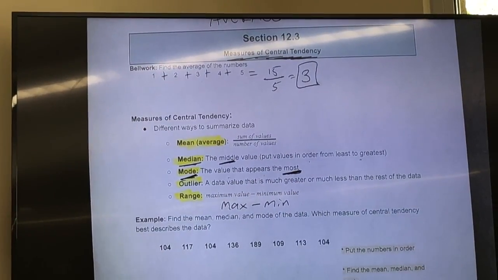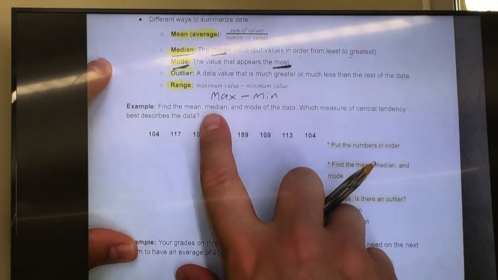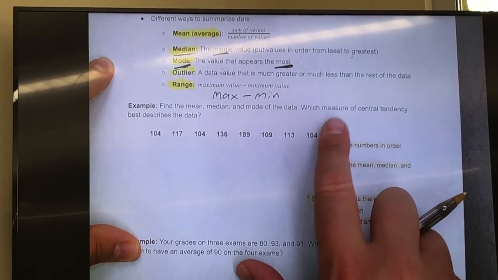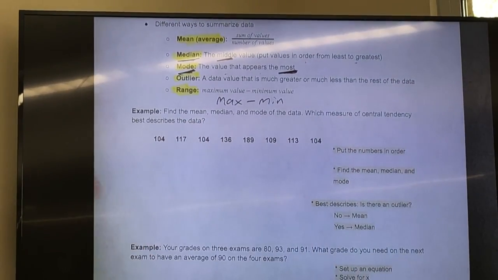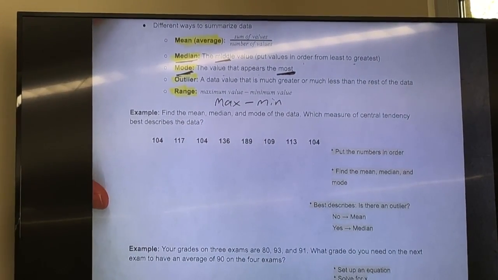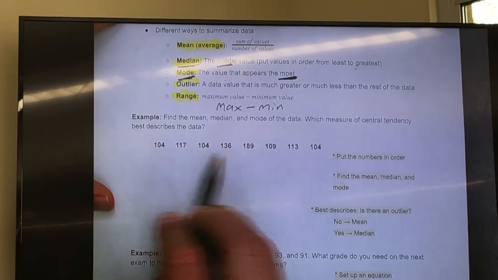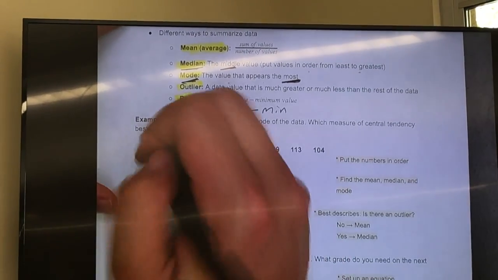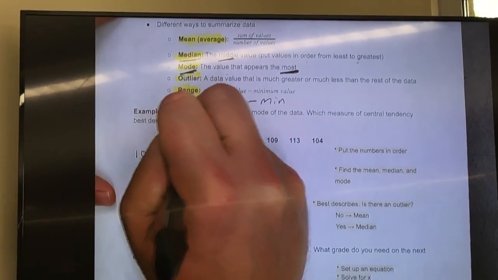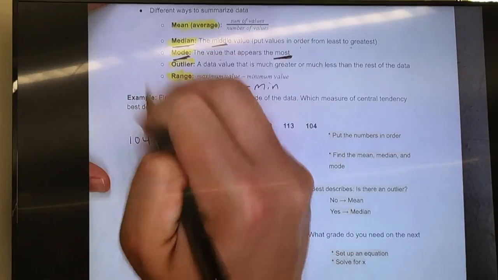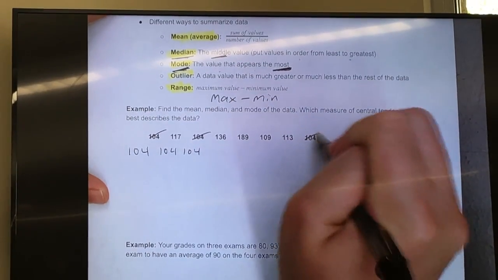All right, so first example, find the mean, median, and mode of the data, and then which measure would we use to describe the data? First thing is to put it in order from least to greatest. The least number are the 104s. Should you write them all? Yes. Okay, so 104, 104, 104.